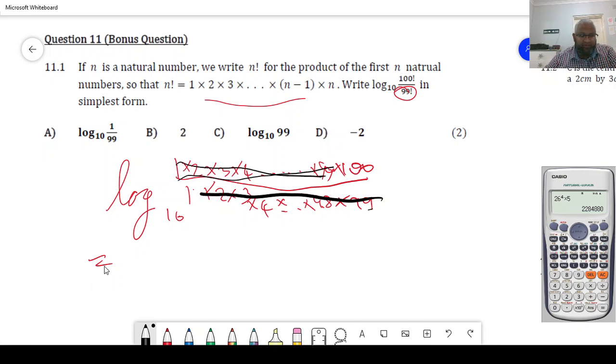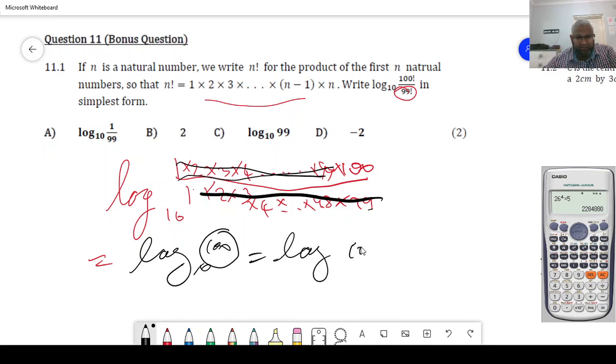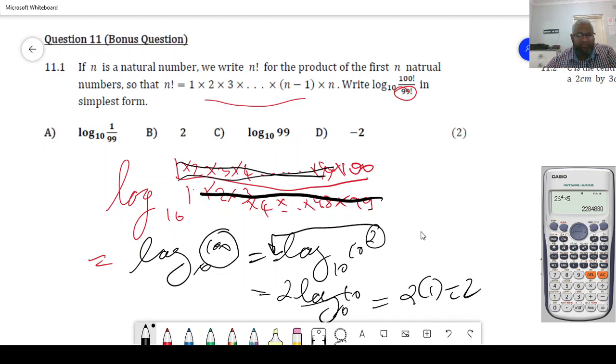So what you have left is log 100 base 10. Now if you punch it in the calculator, you're going to get an answer of 2. But applying the log laws, that 100 can be written as 10 squared, base 10. The 2 goes forward, so that will be 2 log 10 base 10, which gives you 2 times 1, which is 2, which makes the answer B. B was the right answer.